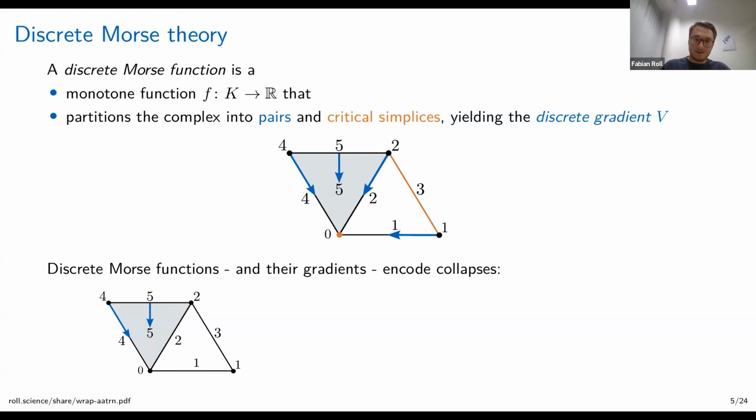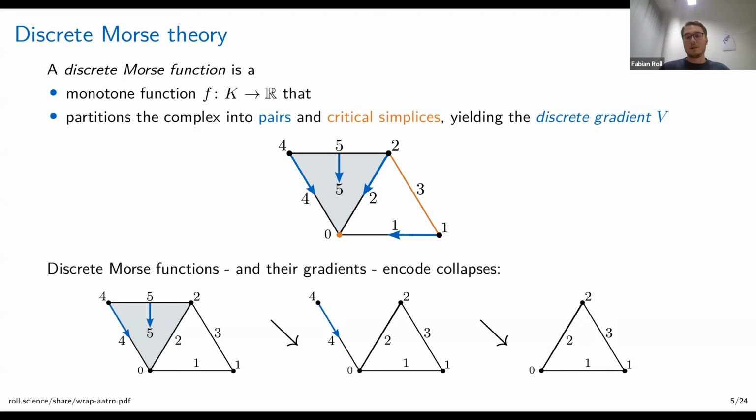So if we look at this example, what we can do is we can safely remove the simplices with function value 5 to obtain a smaller, simpler simplicial complex that still has the same homotopy type. And even further, we can now remove the simplices with function value 4 to get an even simpler simplicial complex in the end. Okay, so this is discrete Morse theory in a nutshell.